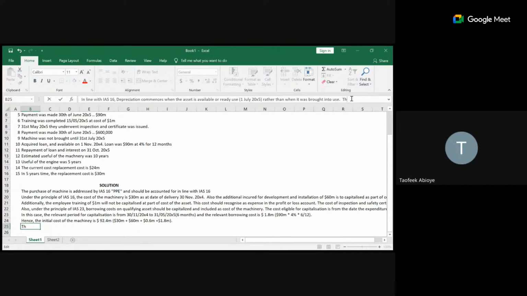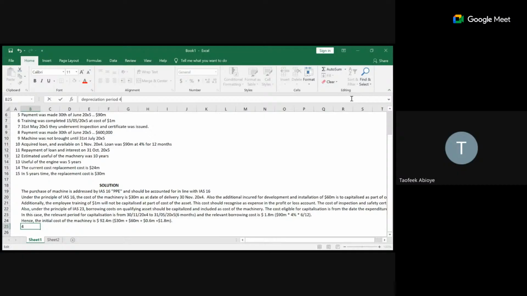Therefore, our depreciation is how many months from the date it is available for use. I think it is 1st of June, July, August, September. That is 4 months. So our depreciation period is 4 months.